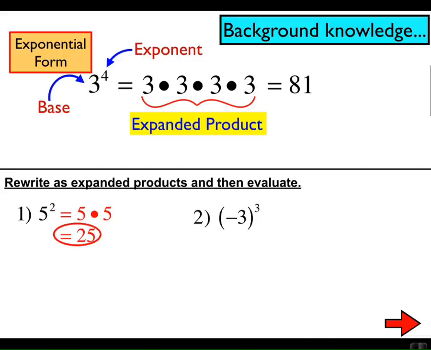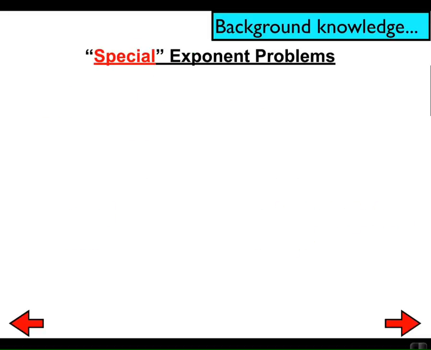Number 2, same thing. Here, our base is a negative 3. I'm going to expand that and then multiply to evaluate. I'm going to get negative 27. So hopefully this looks familiar for you.